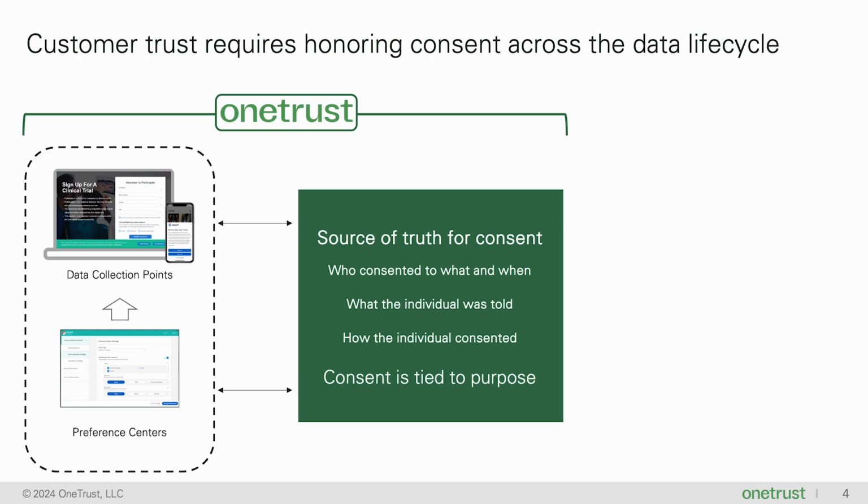They're collecting preferences: how they want you to communicate with them, how they want you to use their demographics, whatever it might be. So OneTrust acts as the source of truth for that consent they've given. What did they consent to and when? What were they told when they consented? That's really important, because what did you promise them?